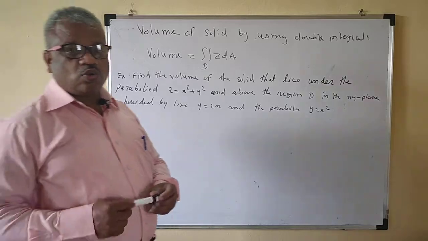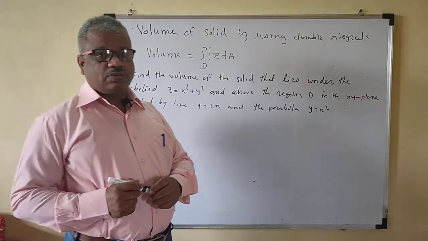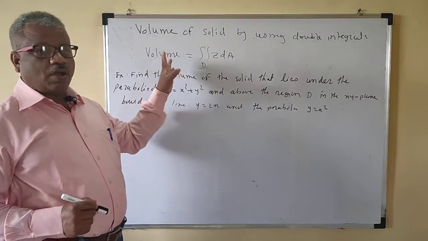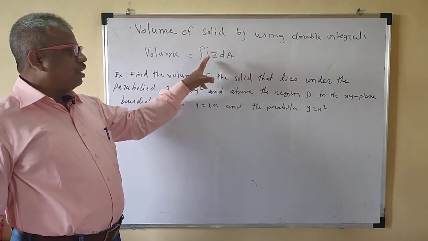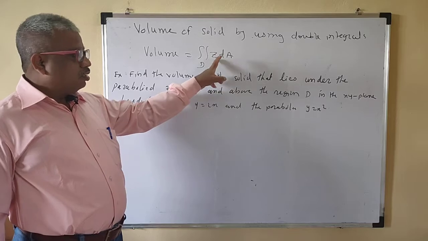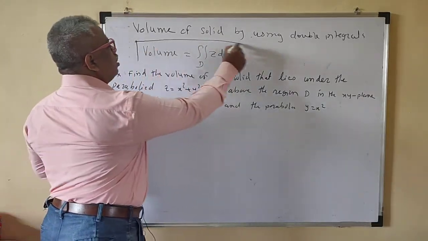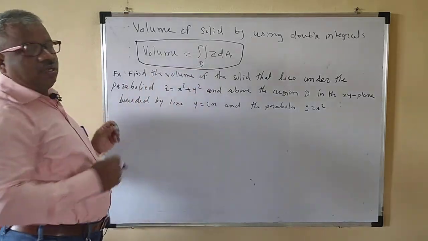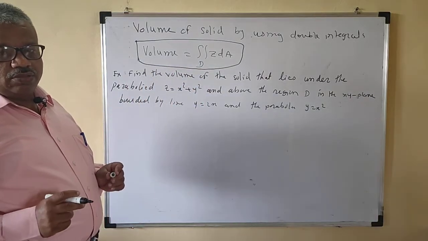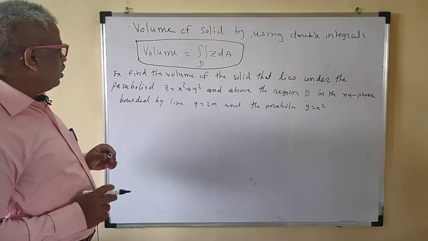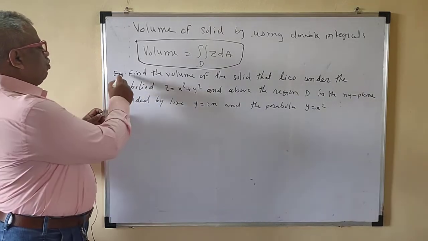Today we will see how to find the volume of a solid by using a double integral. We have this formula: the volume of the solid is a double integral over the region D. This is the important formula we have to apply to find the volume of a solid using the double integral. We'll take a problem so that you understand how to apply this formula.